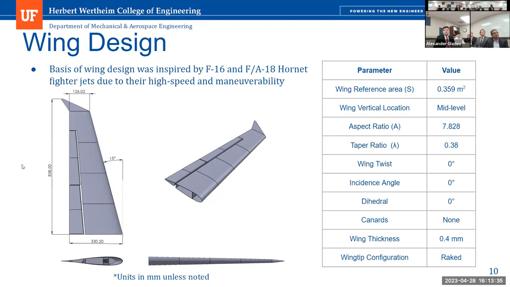Furthermore, no incidence angle was deemed necessary for our design, and no dihedral was added due to the fact that the wing sweep added 1.5 degrees of effective dihedral, and adding any more dihedral would just add more controllability, which would also reduce our goal of maneuverability. No canards were deemed necessary for our goal as well. And our wing thickness was made to be 0.4 millimeters to reduce the cost, material, and time to print the entire wing. The wing tips are raked wing tips as well.